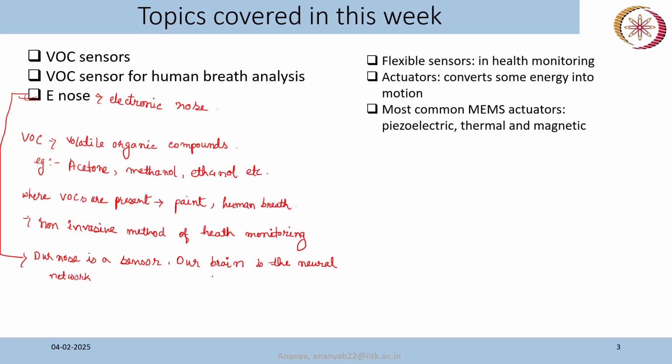Our brain is the neural network, so we try to mimic it. Nowadays artificial networks and deep learning, all these concepts are inspired from our brain. Our brain can process a lot of information and remember a lot of things. We try to mimic it with an electronic system. If you are interested, you can do a Google search on e-nose, and you'll get different articles that will explain different uses of this kind of system.